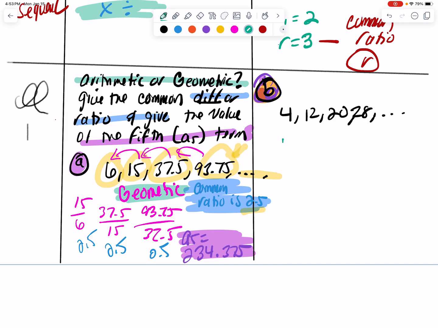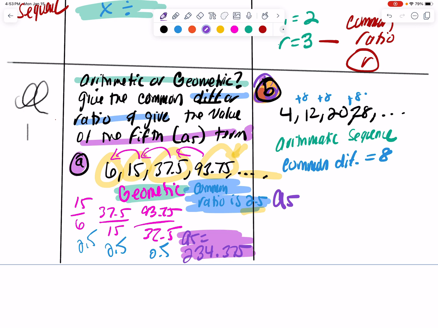Okay, so the first one's an arithmetic sequence. The common difference, and that was in blue, is 8, because you're adding 8 to every one. And A, and that was in purple, yes. And then A5, because it wants the 5th term, I would just do 28 plus 8. A5 would be 36. 28, 29, 30, 31, 32, 33, 34, 35, 36. Yep.